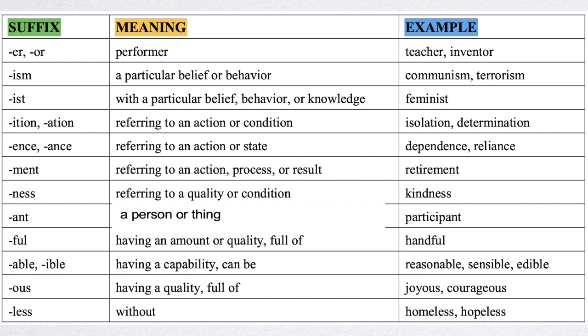Ness, referring to a quality or condition, kindness. Ant or ent, a person or thing, participant, inhabitant. Ful, having an amount or quality, full of. Handful. Able, having a capability, can be reasonable, sensible, or edible. Ous, having a quality, full of, for example, joyous, courageous. And finally, less, without, homeless, or hopeless.